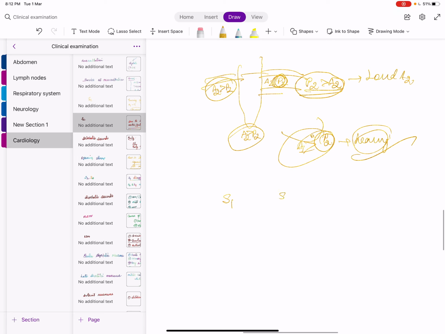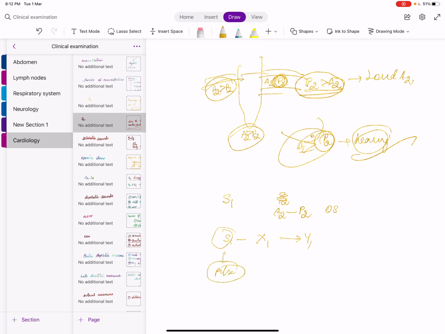Pitch is the sharpness of the sound. How to clinically assess it: any sound which is better heard with the diaphragm of the stethoscope is high pitched. Any sound which is better heard with the bell of the stethoscope is low pitched. So alternate between bell and diaphragm. That is how you have to mention pitch. It has nothing to do with audibleness or loudness.